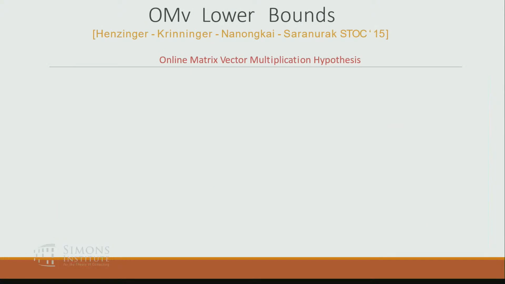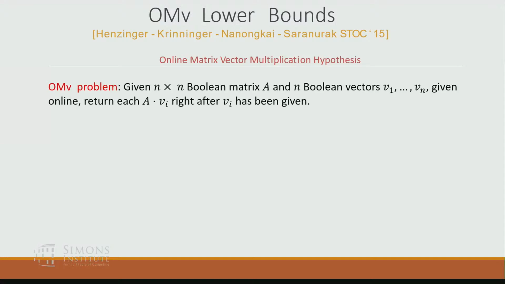It was defined by Henzinger, Krinninger, Nanongkai, and Saranurak. They said, you know what, we're talking about dynamic algorithms, so why should our lower bounds be from a static problem? Let's define a dynamic problem about Boolean matrix multiplication: the online matrix vector multiplication. What is that? You're given a Boolean matrix A, and you can preprocess it. After you preprocess it, you get given Boolean vectors v1 up to vn. Every time you see vi, you have to compute A times vi, at least return it. So you preprocess your matrix, you store something, and that should allow you to compute the product of A and vi very quickly, immediately after seeing vi.